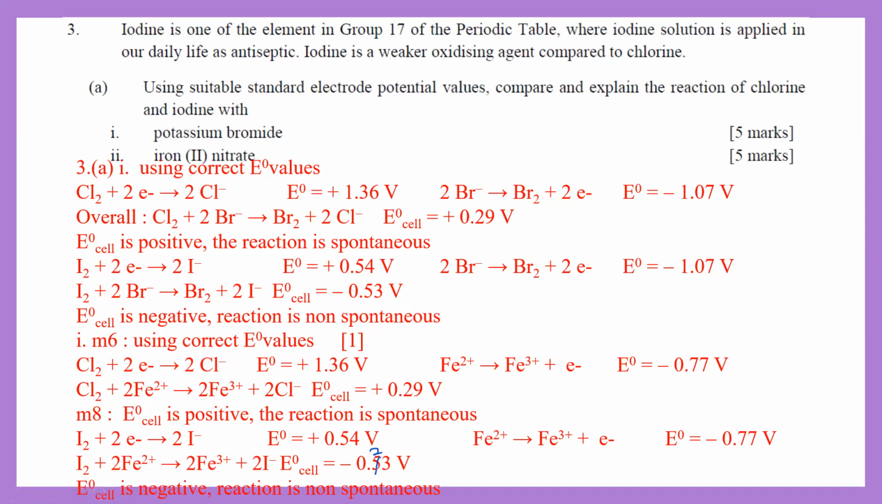So this is how you are going to make use of the E° values to deduce the spontaneity of chemical reactions, whether a reaction can take place or not. Okay, so you must be very good at knowing what the suitable half equations are to be used for each of the circumstances here. Okay, so with that, that is for number 3A.